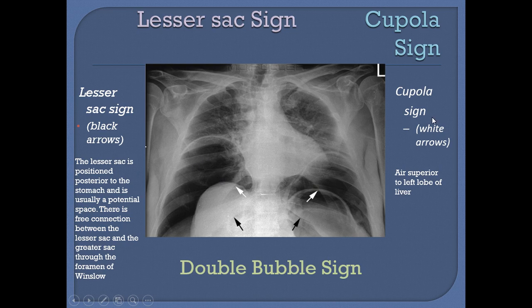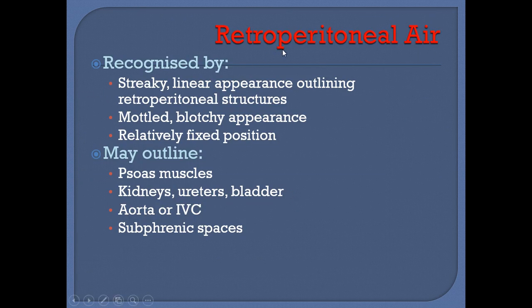And the cupola sign, when the air is superior to the left lobe of the liver, under the left hemidiaphragm, so you can see this. Retroperitoneal air, when it is outlining the kidneys or psoas, can give a mottled, blotchy appearance and relatively fixed position. It can be around psoas muscle, kidneys, ureter, bladder, aorta, IVC, or in the subphrenic spaces.